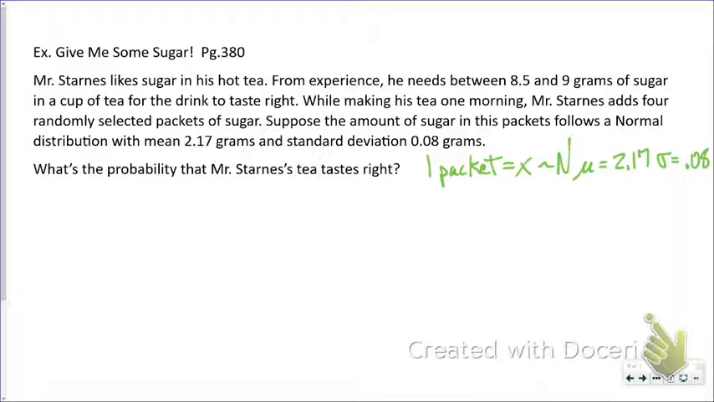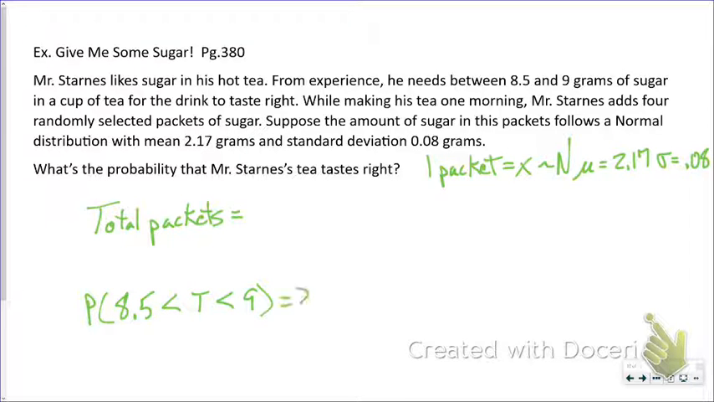So I need a function for total packets. And it would be so tempting to write 4x. It seems like it would be a very simple way of writing it, but we need to write it even simpler, all because of standard deviation. So first of all, the question, probability, is that his tea has between 8.5 and 9 grams of sugar. That's the question right there.